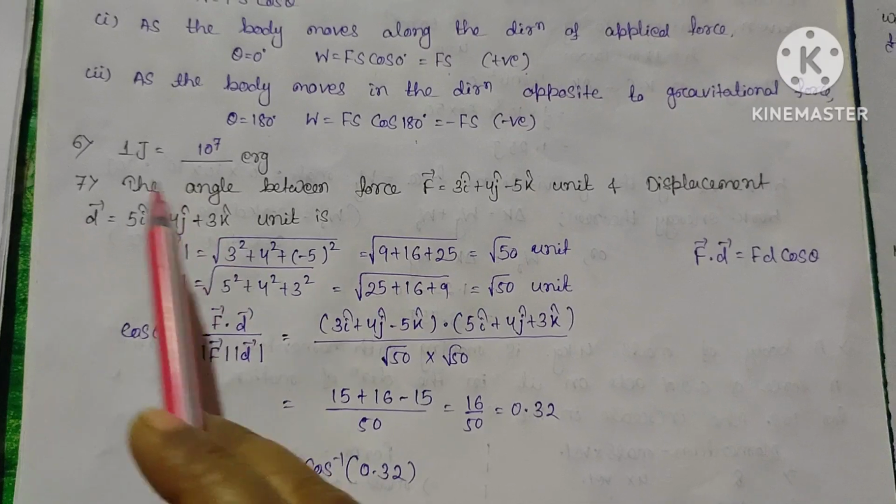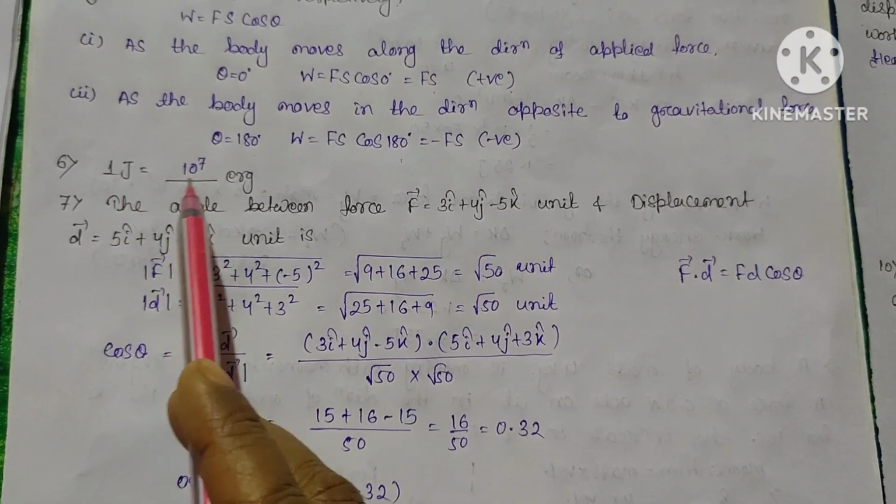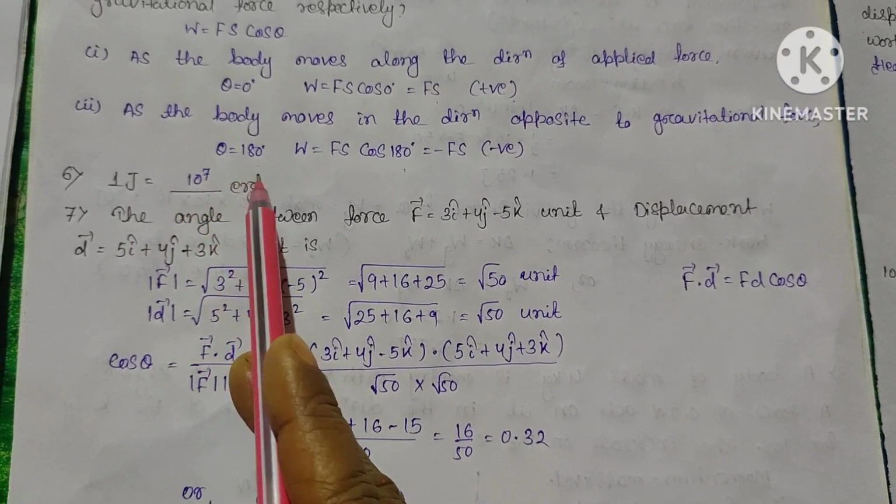The next question is, 1 joule equal to how much work? That is 10 power 7 erg.